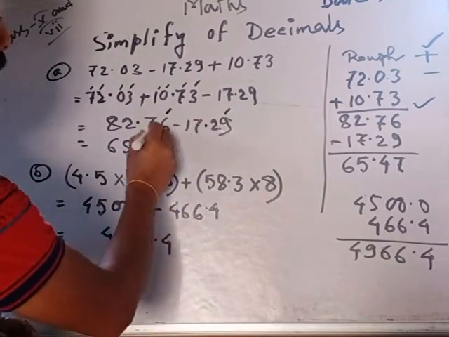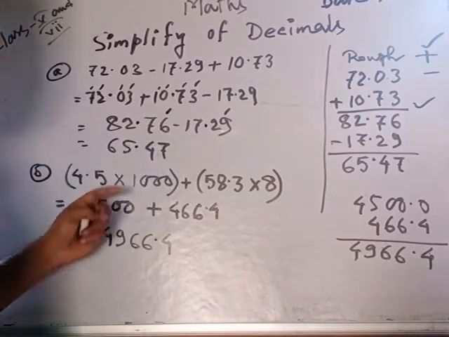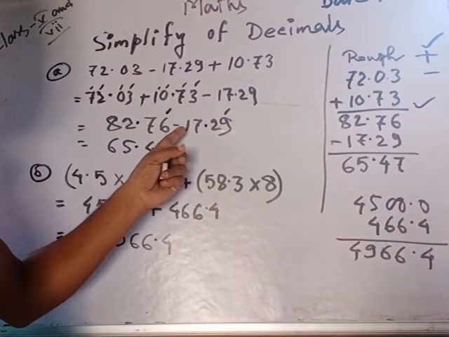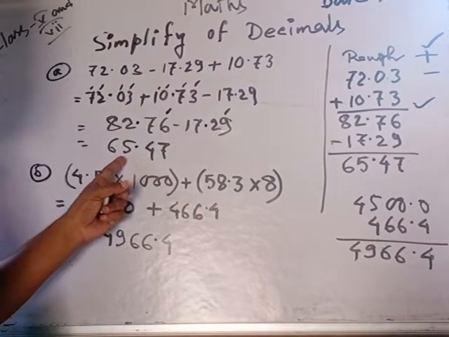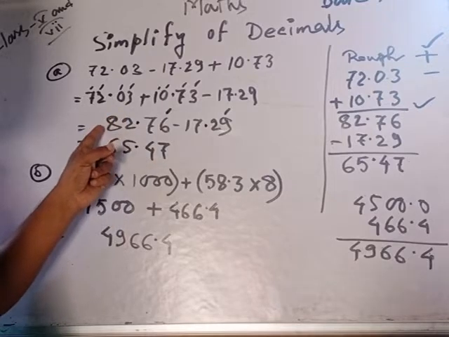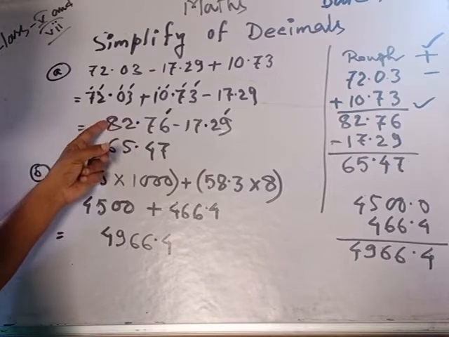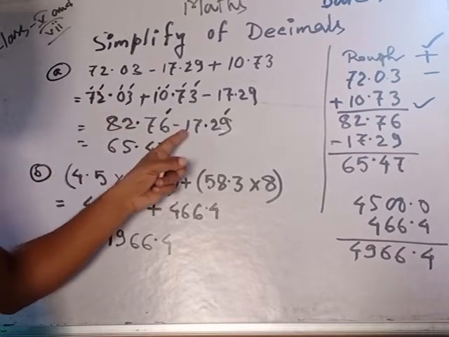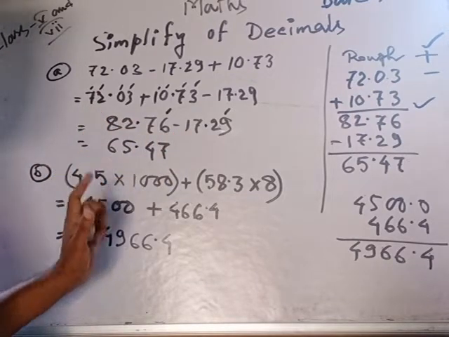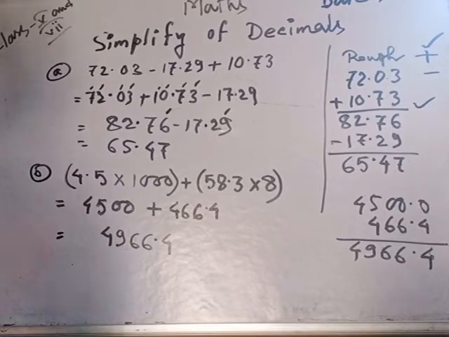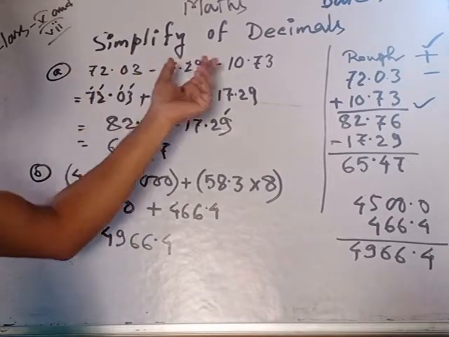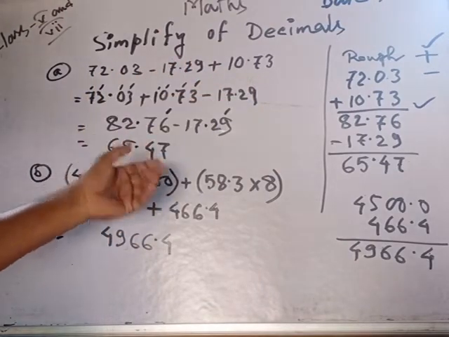After the point here, we should write the point also. 12 minus 7, that is 5. After that 1 is left as a carrying number. 8 minus 1, that is 7. 7 minus 1, that is 6. This is the process of simplifying decimal numbers with addition and subtraction when they are together.